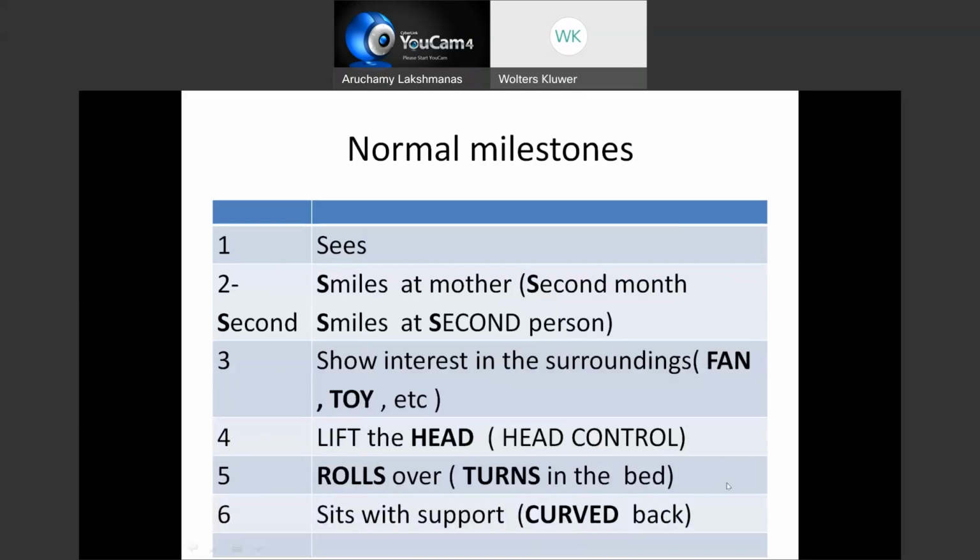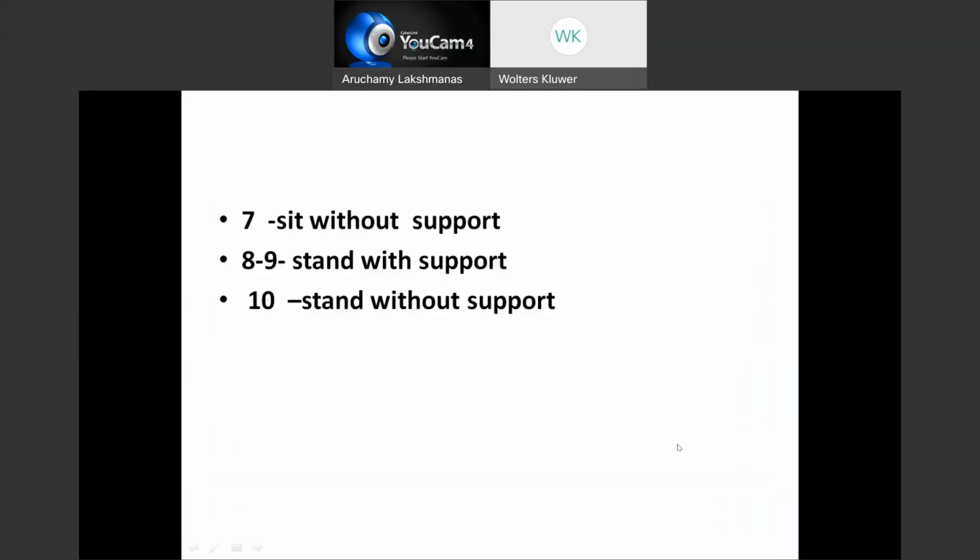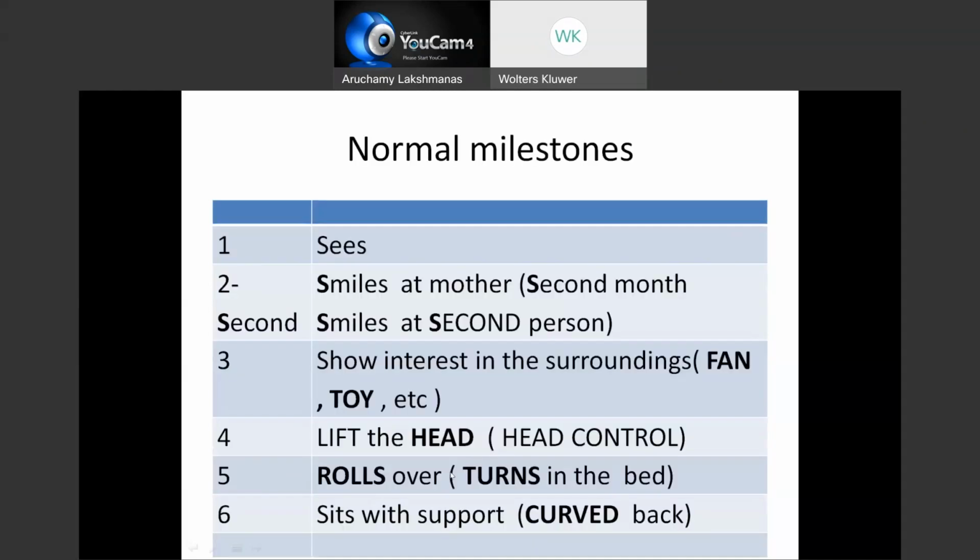So, see, 1 month it sees. 2 months smiles at the mother or smiles at a second person. Yes, you can remember. Second month smiles at mother, smiles at second person. Third month shows interest in surroundings like fan, toy, etc. Remember fan, toy. So shows interest in everything. So fourth month, look at the capital letters. HEAD control. Then ROLLS over or turns in the bed. You just note the capital and bold letters. 5 letters, rolls over or turns in the bed.